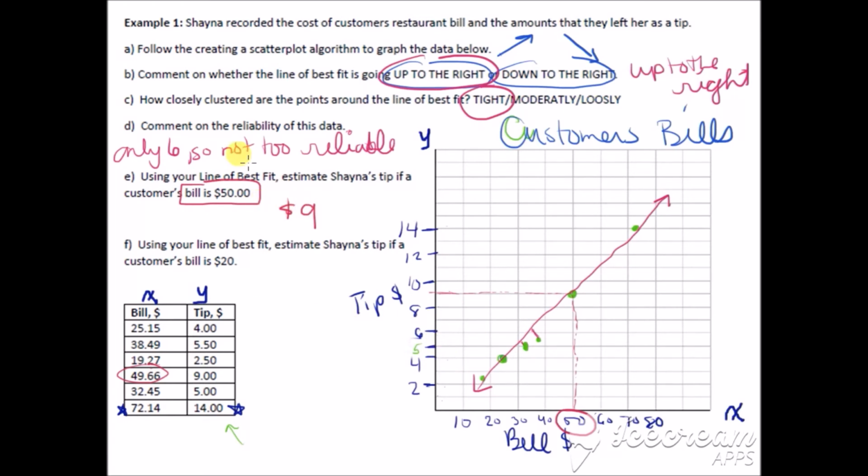Now if the bill is $20, let's estimate Shayna's tip again. I'm going to say 3. So if the bill's $20, I estimate a $3 tip.